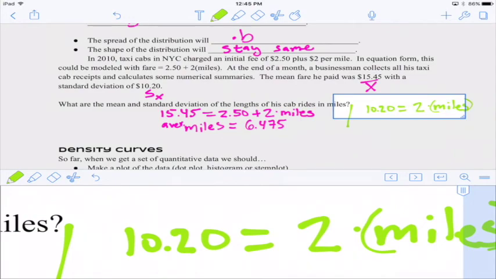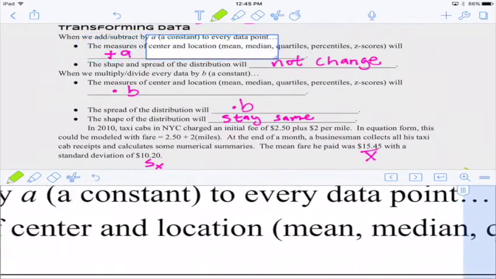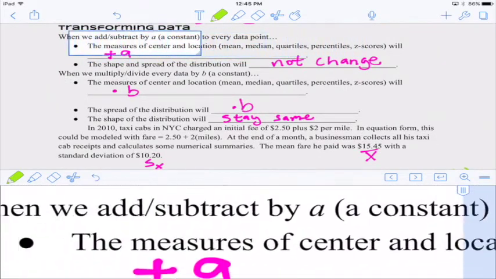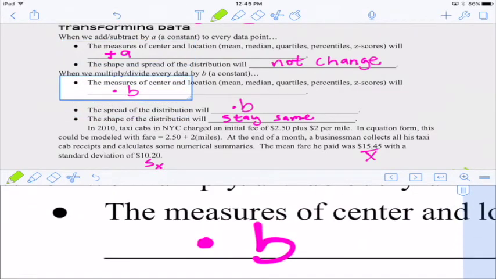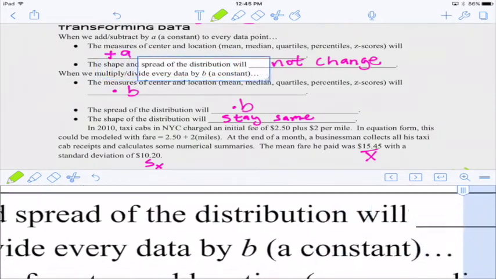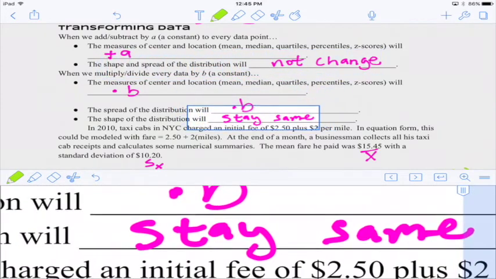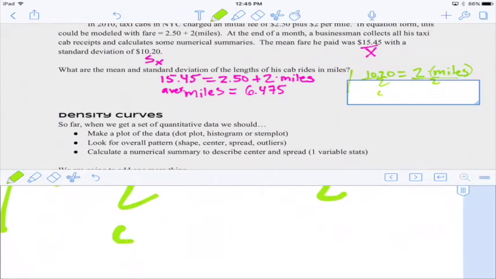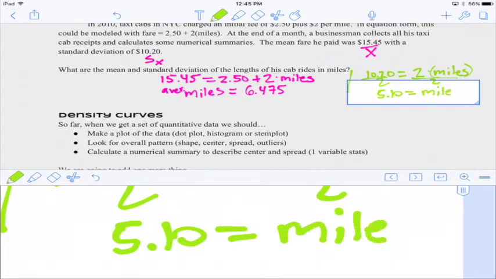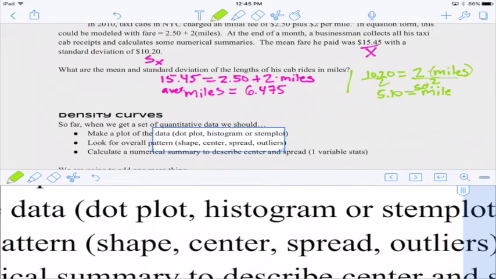Now we're going to do more examples of this in class, but basically you just need to remember that measures of center and location are affected by both adding, subtracting, and multiplying and dividing. But measures of spread are only affected by multiplying and dividing. So we could solve this pretty easily, so we don't need to use the solve feature. This is just 5/10 per mile. So this is standard deviation. Okay, so we're going to do a lot more of that in class and explore that a little.